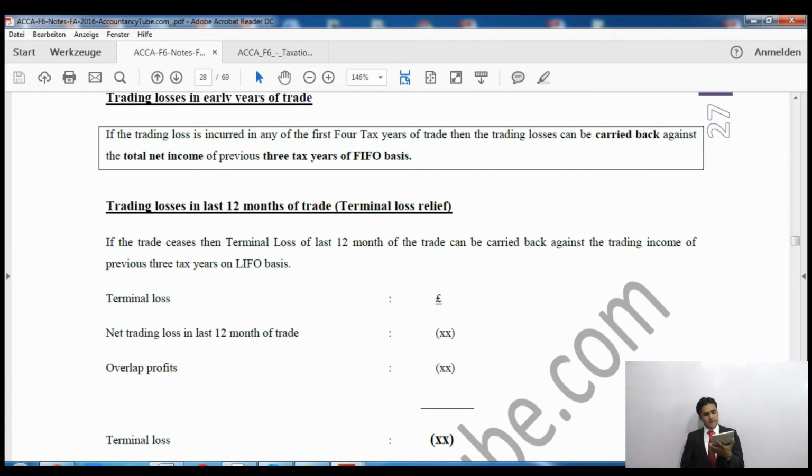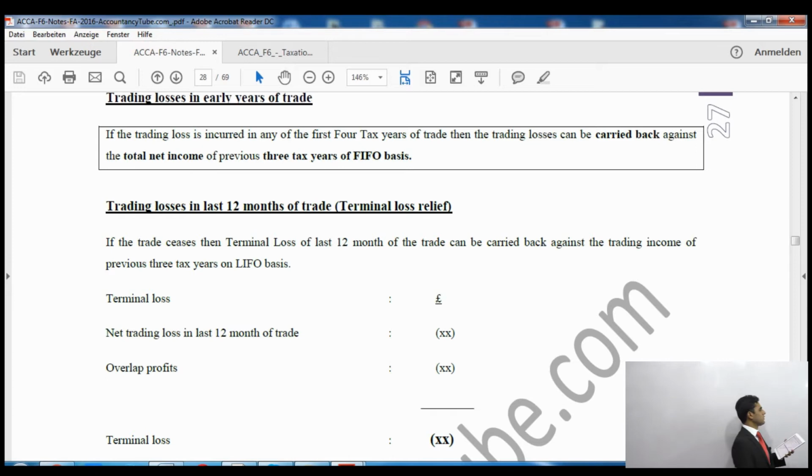Then the trading losses can be carried back against the total net income of the previous 3 tax years on the FIFO basis. FIFO basis, you might have seen it in the F5 or F2 paper. Basically, FIFO simply means first in, first out basis. So you will take the earliest year first, then the next year, and then the third year. Right? So basically, it is a loss which we have incurred in the first 4 years of starting the business, and that loss can be set off against the total net income of the previous 3 tax years.